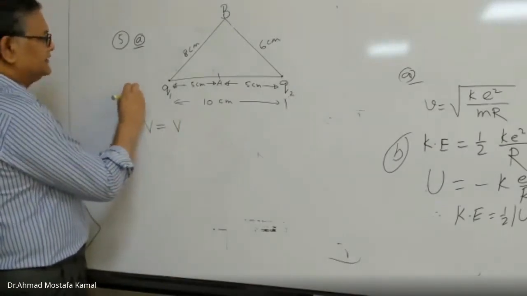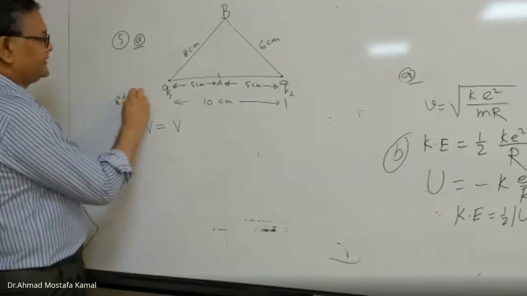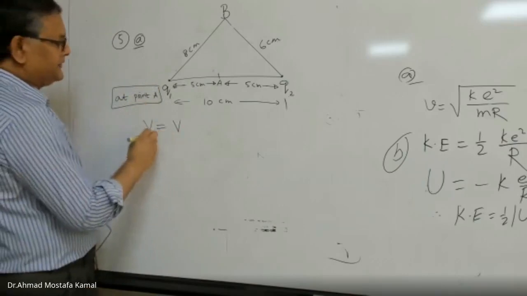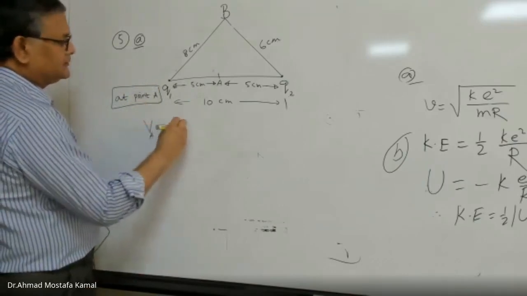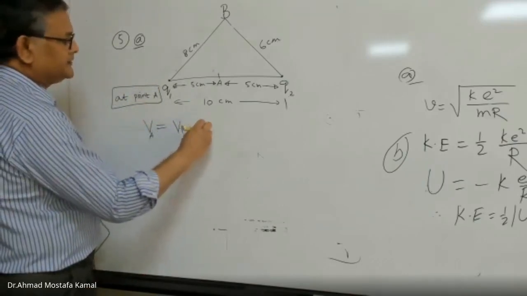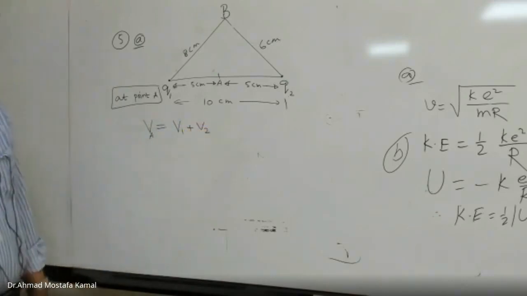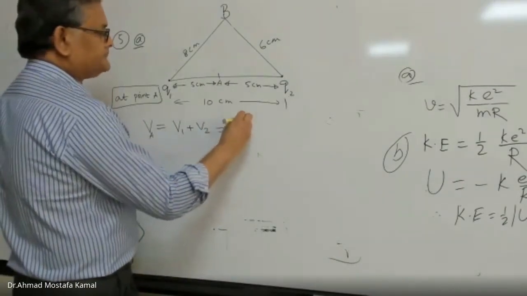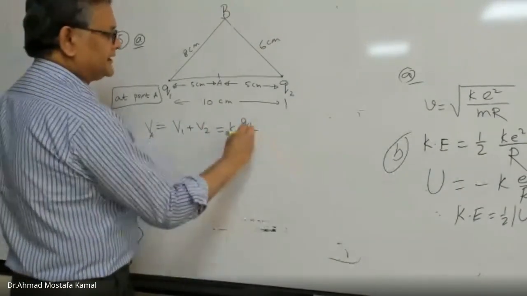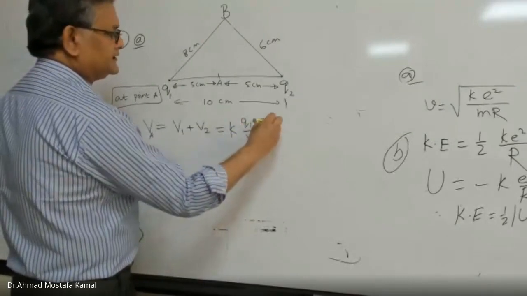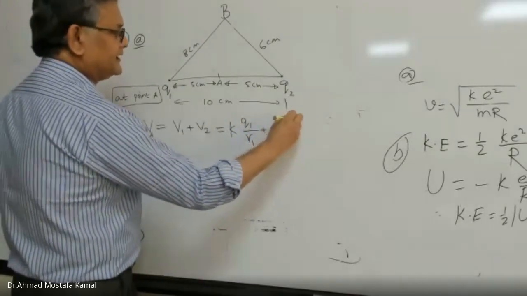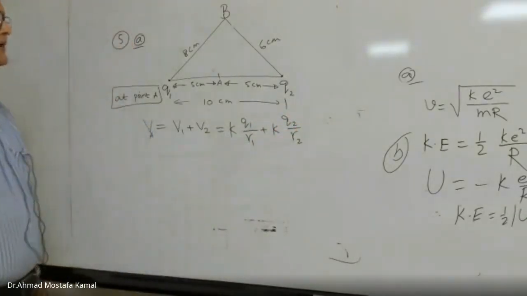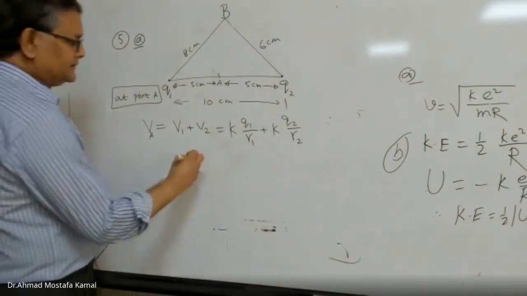We are working at point A. So at point A, VA equal to V1 plus V2, because we have 2 charges, V1 plus V2. V1 is K Q1. We need calculator. Don't forget to calculate it. At least I need to know at least one result. And K Q1 by R1 plus K Q2 by R2. Please help me.